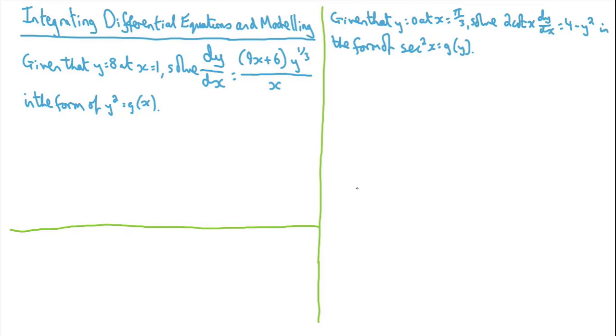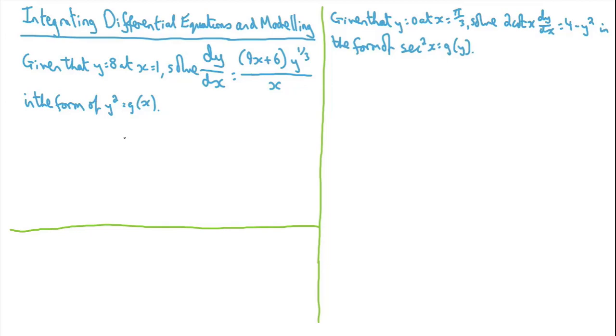What we're going to be looking at then is a question such as this. We are given that y equals 8 and x equals 1, solve dy over dx equals (9x plus 6) times y to the third, all divided by x, giving it in the form of y squared equals g(x), basically just making y squared the subject.